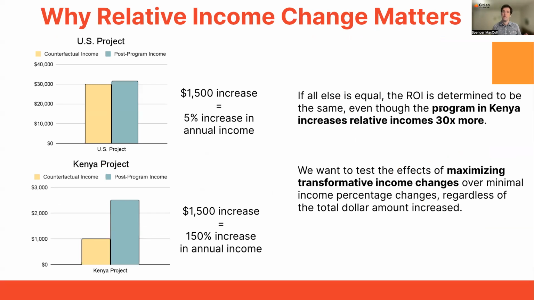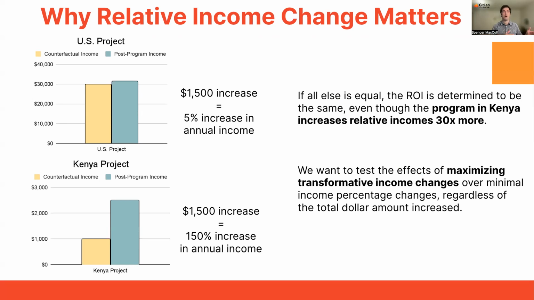To further illustrate the differences between the absolute income change and the relative income change model, here are two examples. Imagine both these projects cost the same amount, but these are the benefits that they create. So the US project will increase someone's income by $1,500 per person, which translates to a relative income change of 5% per year. Now, the Kenyan project will also increase someone's income $1,500, but given that they're earning about $1,000 per year, this is actually a 150% income increase.